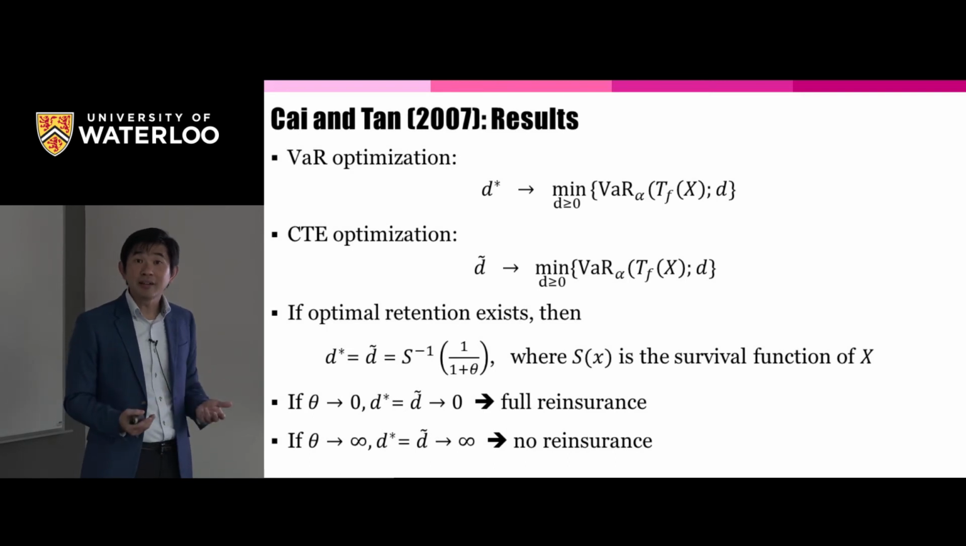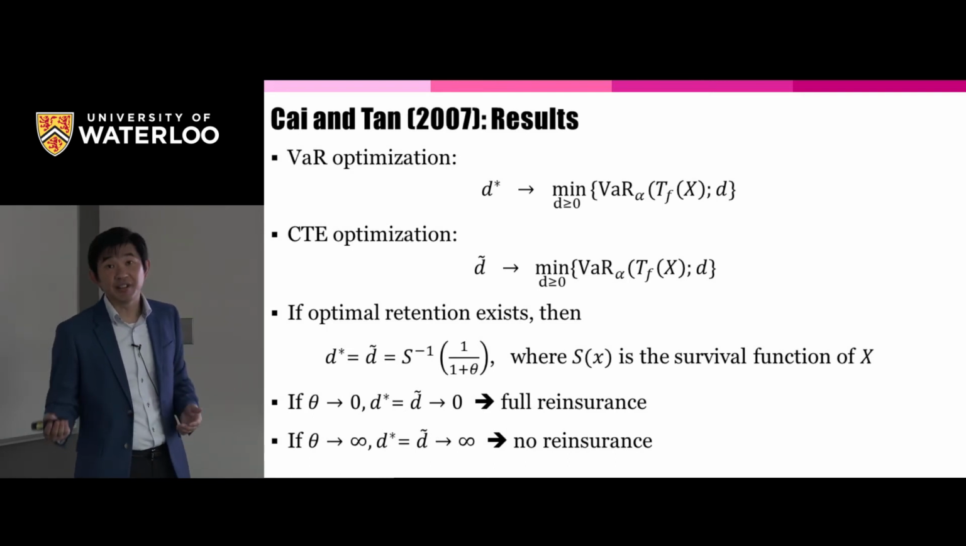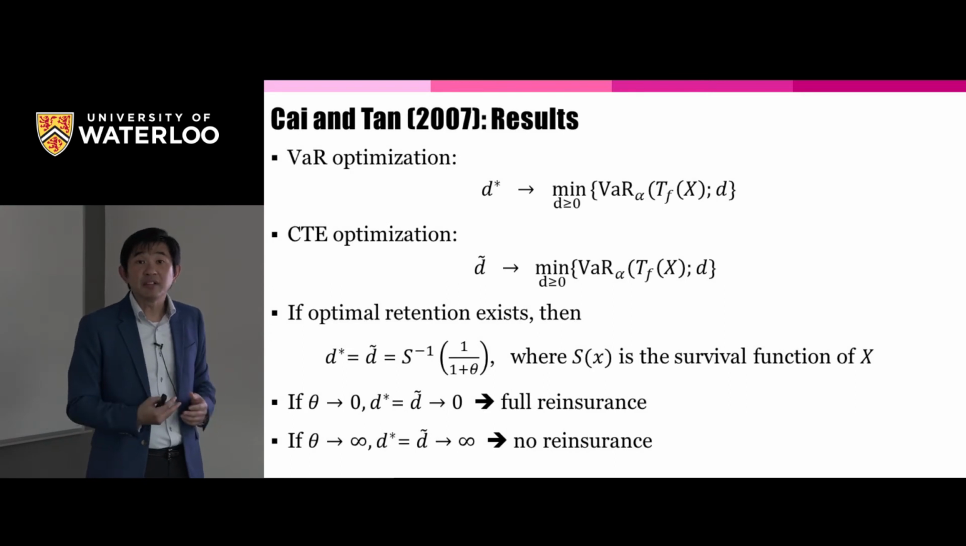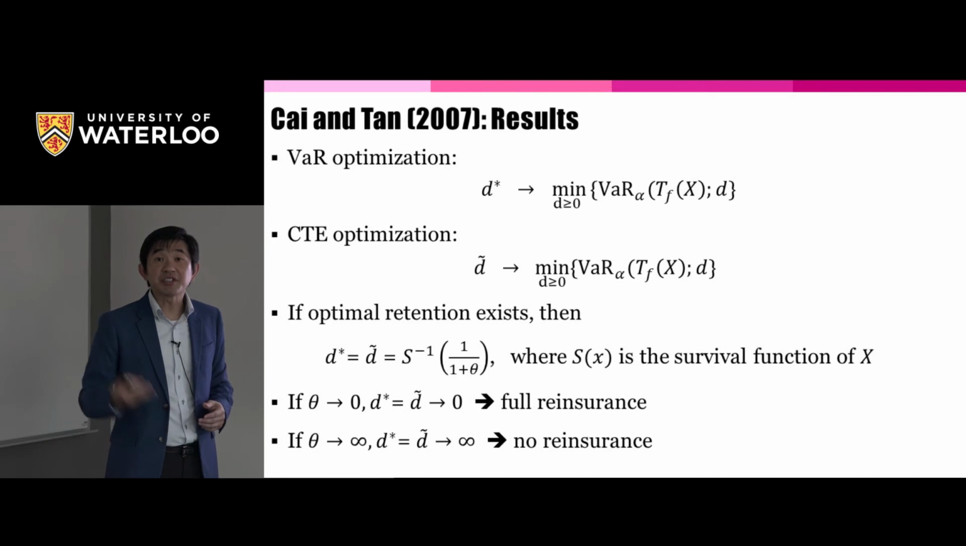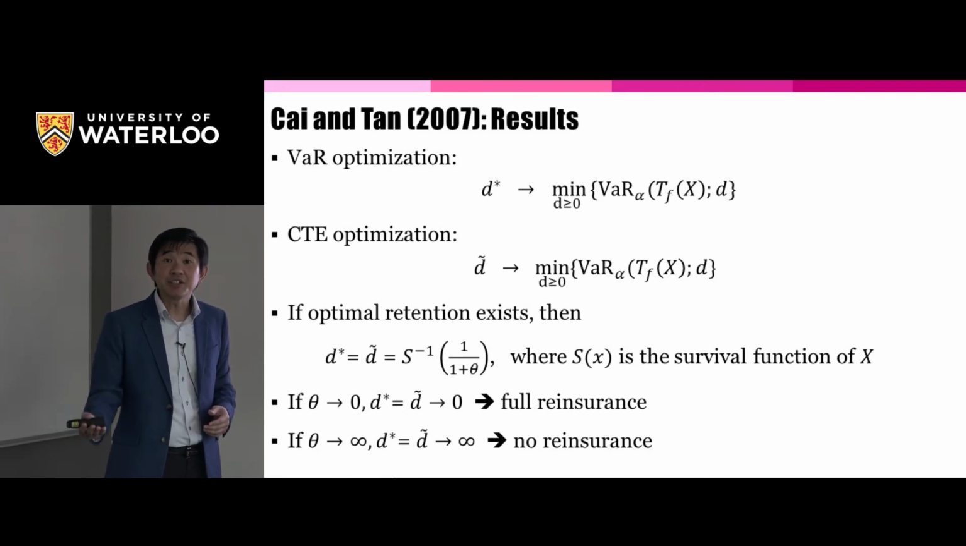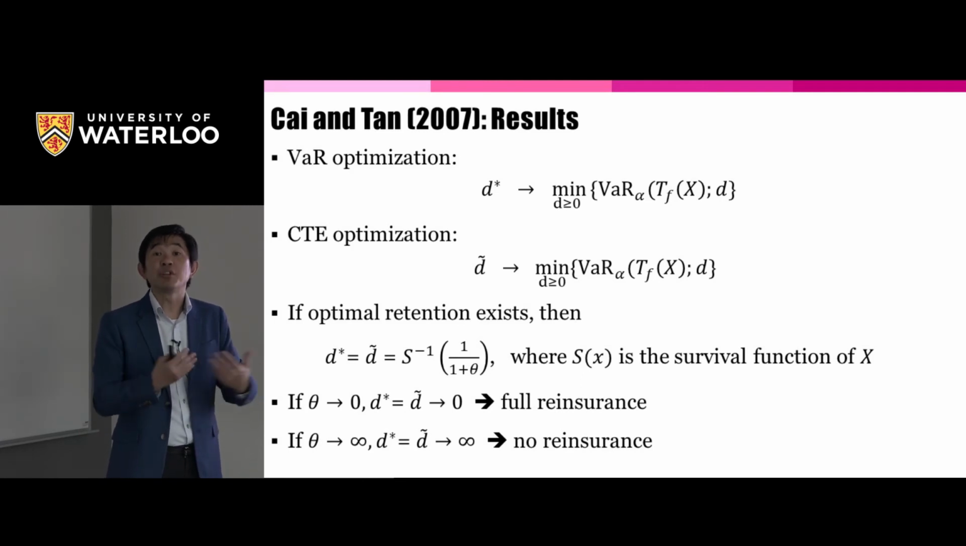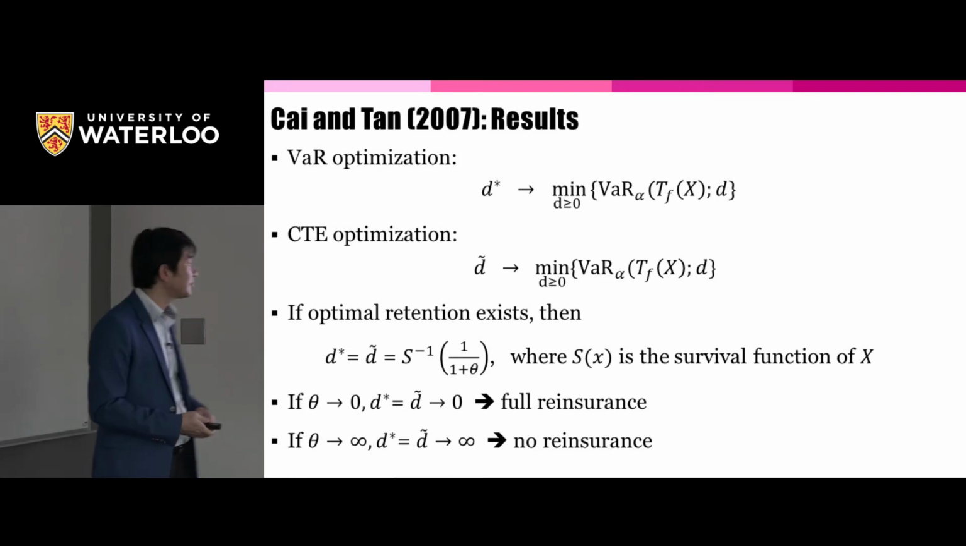On the other hand, if theta goes to infinity, it means that for the insurance company to reinsure its risk, it's getting more and more expensive. And if that's the case, then the insurance company will retain all the risk, which means there is no reinsurance.